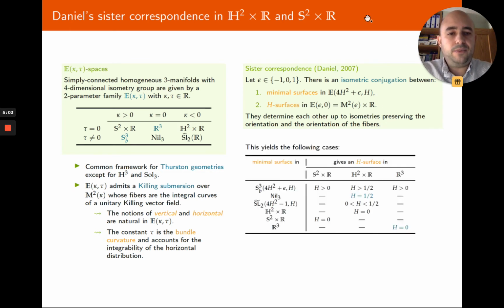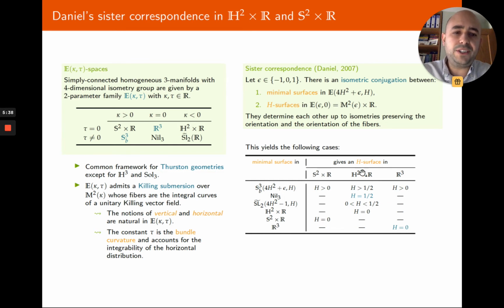In fact, if one looks at this picture, then we get the following cases for constructing an H surface in a product space. In the case of S² × R, if I want to produce a surface with positive constant mean curvature, I have to start with a minimal surface in a Berger sphere. And if I want to produce a minimal surface, I have to start again in S² × R. In fact, in this case, there is a notion of associated family of minimal surfaces in S² × R.